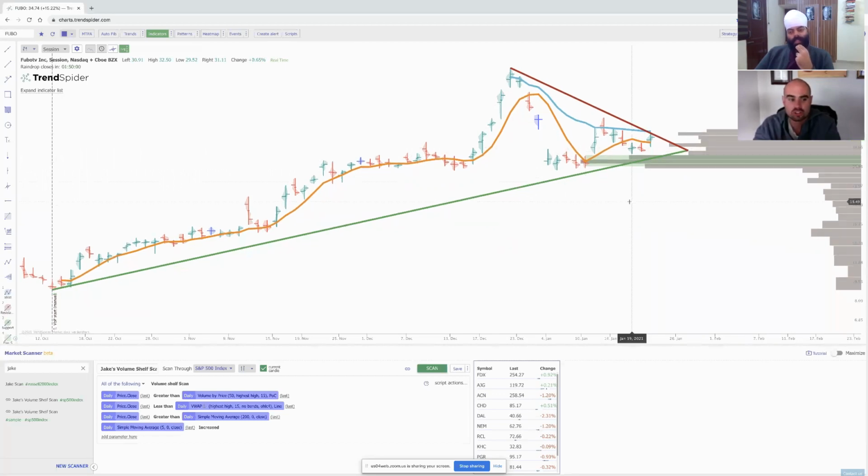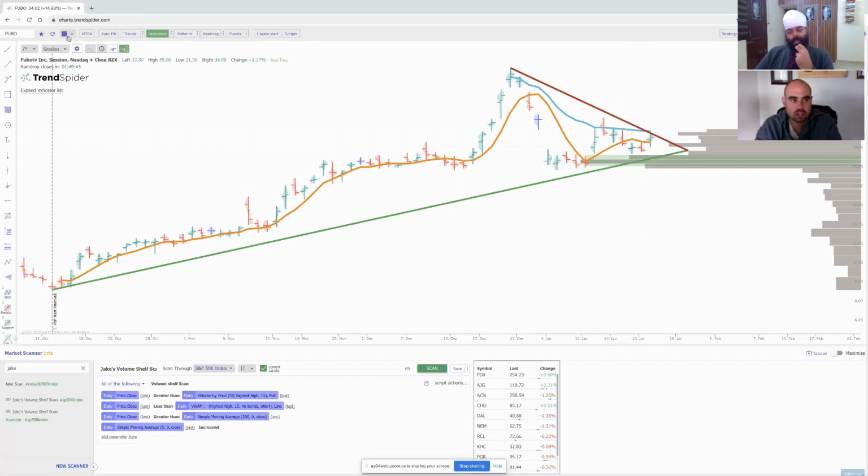And I bought a pretty big position because I've been watching this for so long. I had the conviction that I was ready to buy when the time was right. And so we'll see what happens. We're still within the symmetrical triangle. We're right at this resistance line. But for me, that was a solid entry because we were right at the volume shelf.